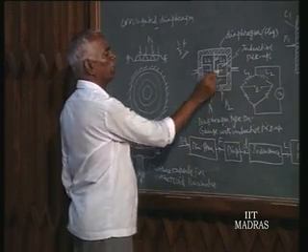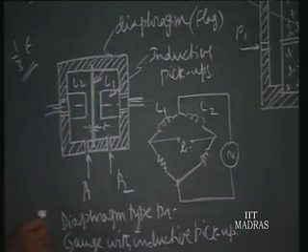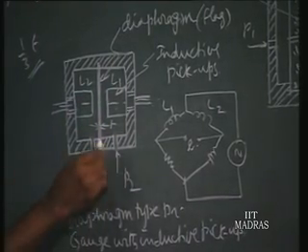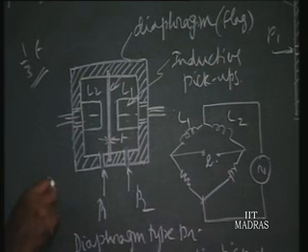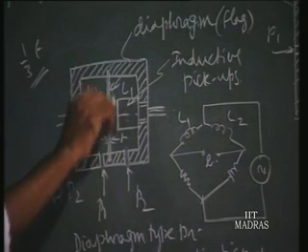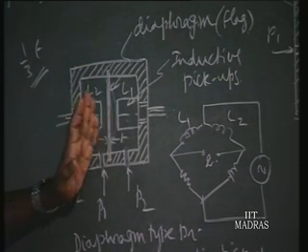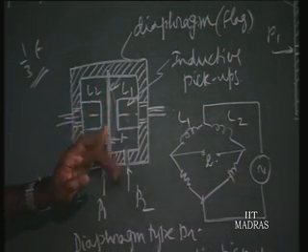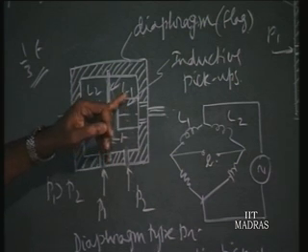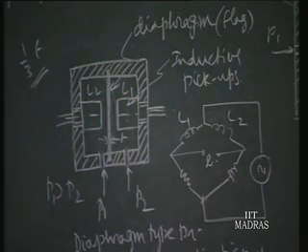So here we have got two inductive pickups, self inductance pickups, and this is the diaphragm, and the pressure difference P1 and P2 are allowed to act in this chamber. P1 being higher than P2, the diaphragm will deform in this fashion. The diaphragm is made up of a magnetic material. So when it moves nearer one of the inductive pickups, which is nothing but an inductive coil, the inductance of that will increase. So L1 will increase, and L2 will decrease to the same extent that L1 has increased from the original value.